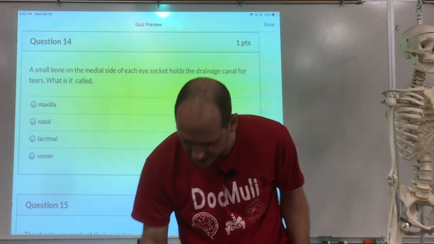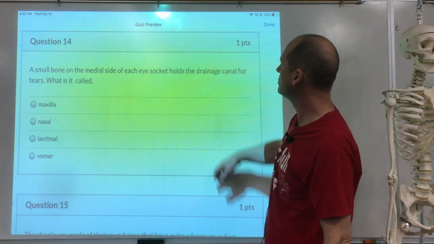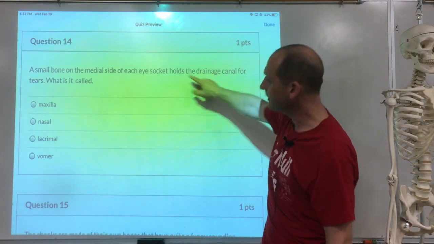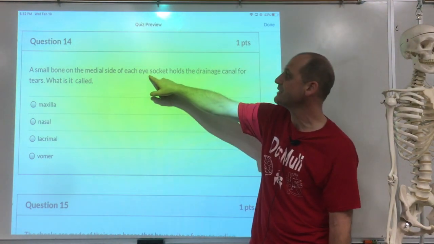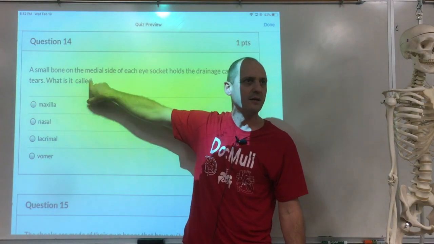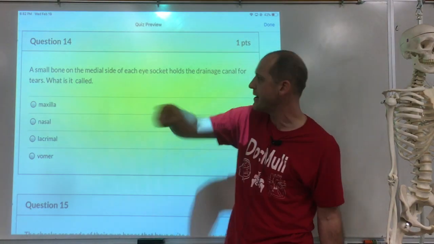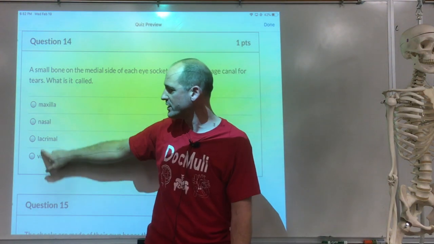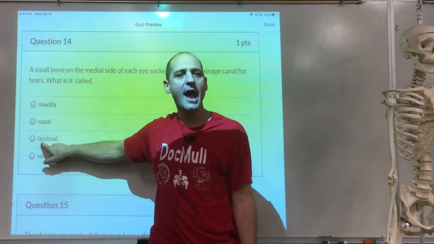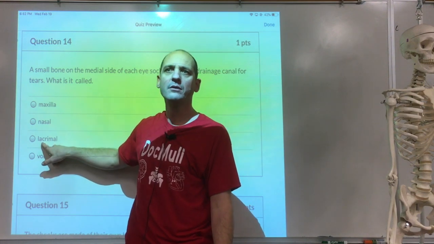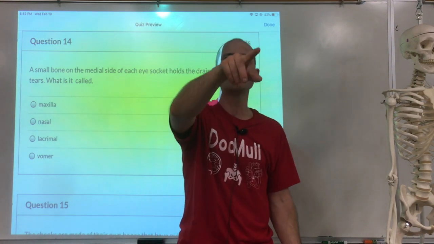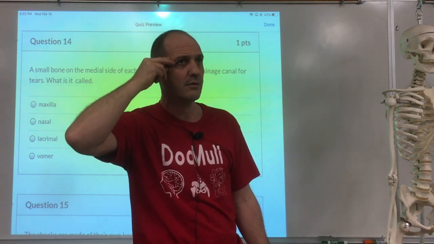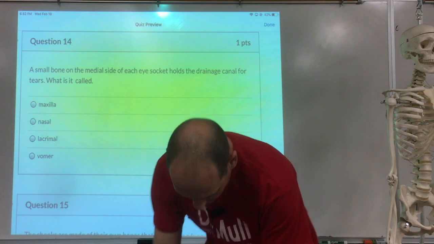The small bone in the medial side of the drainage canal of the tears is called what? A small bone in the medial side, remember the word medial? Inside, right? Medial is inside. The eye socket holds the drainage canal for the tear. What is it called? Lacrimal. Anything lacrimal has to do with tears. There are some eyes up there, and there's a little thing up there. That's a lacrimal gland. Tears. So that's a word that's good to know.